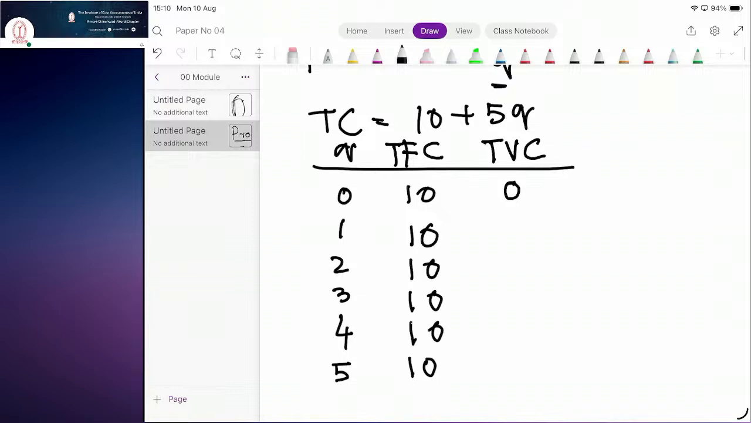Complete the table. When Q is equal to 1, what will be the TVC? 5. Very good. When Q is equal to 2, what will be the TVC? 10. Correct. Q is equal to 3. 3 into 5, 15. Correct.